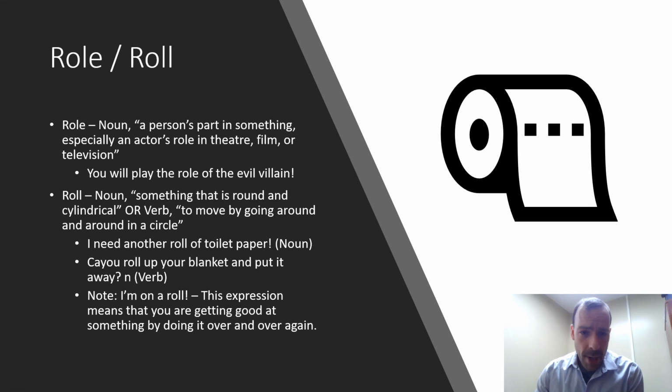Roll, spelled R-O-L-L, is a noun for something that is round and cylindrical, or a verb to move by going around and around in a circle. I need another roll of toilet paper. Can you roll up your blanket and put it away? There's also the very common expression, I'm on a roll, which means that you're getting good at something by doing it over and over again. Kind of thinking about that repetition, the cyclical repeating of things over and over.